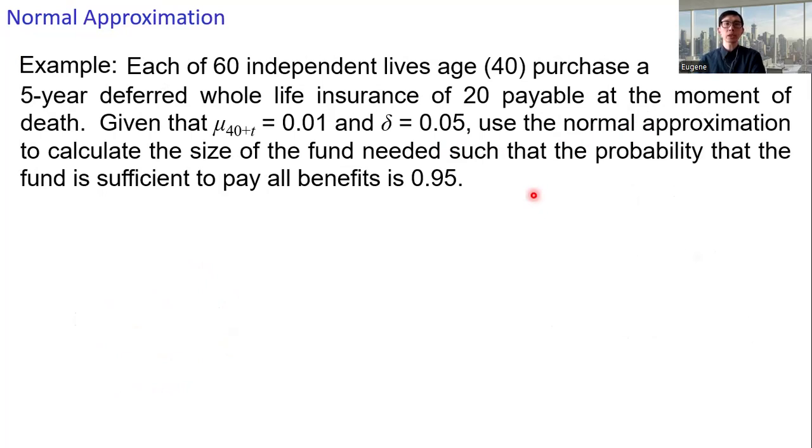There are altogether 60 independent lives, all at age 40, who purchase a 5-year deferred whole life insurance. The death benefit is 20, payable at the moment of death. Given that the force of mortality is 0.01 and the force of interest is 0.05, use the normal approximation to calculate the size of the fund required, such that the probability that the fund is sufficient to pay all benefits is 0.95.